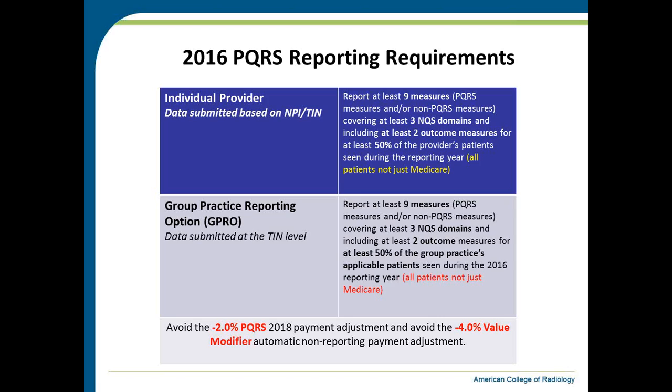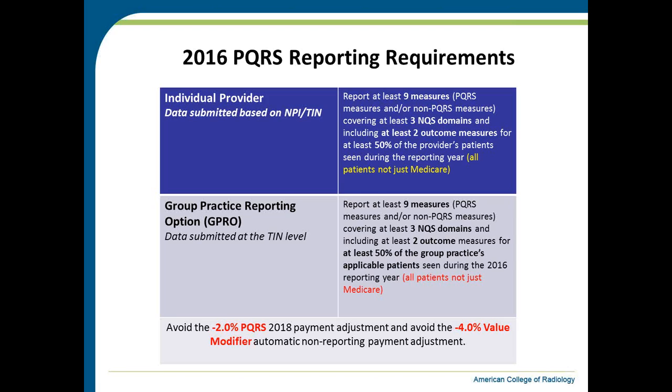For this next slide, I'm just going to talk about the PQRS reporting requirements. This is a reminder that we do support both individual providers and we also support those who have indicated with CMS that they want to do group reporting via the G-Pro option. If you're individually reporting, it is 9 measures, 3 domains for at least 50% of all patients seen during the year. That all patients does extend to Medicare and non-Medicare patients.